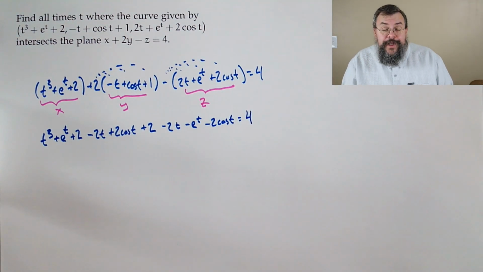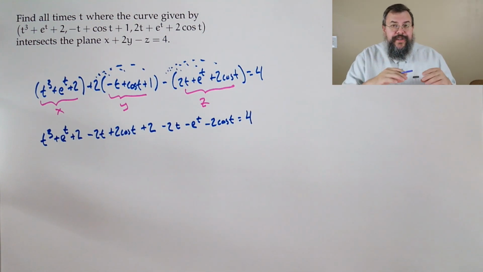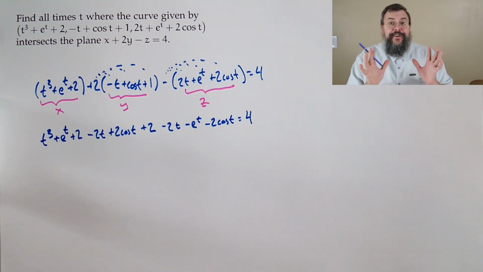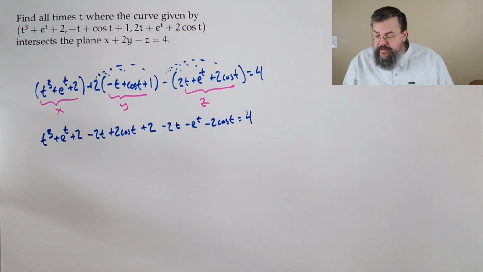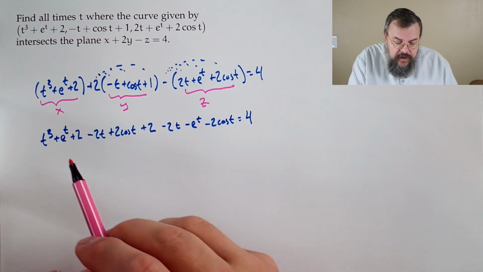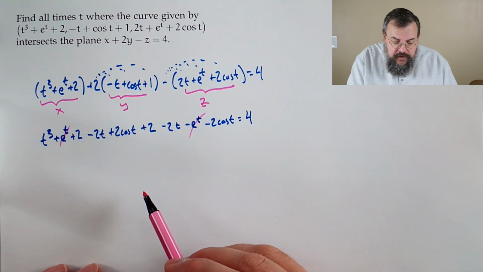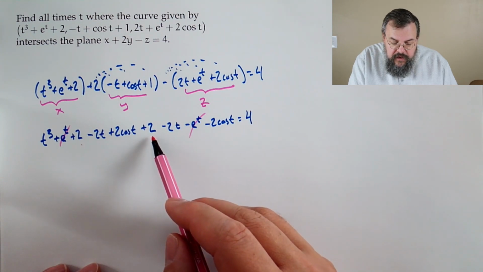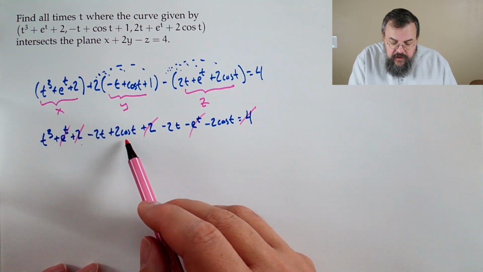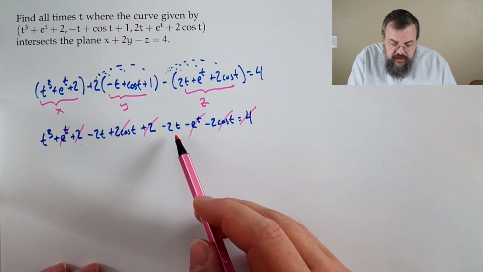Now, hopefully, things will start to simplify. Because when we start mixing and matching cosine and exponential and polynomial, it's going to be hard to solve. So maybe some things cancel and it becomes a lot easier to work with. Well, for instance, you have an e to the t and a minus e to the t. Cancel. What else do we have? Well, plus 2, that's 4. There's a 4 over there. Cancel. 2 cosine t minus 2 cosine t. Cancel. Minus 2t minus 2t.